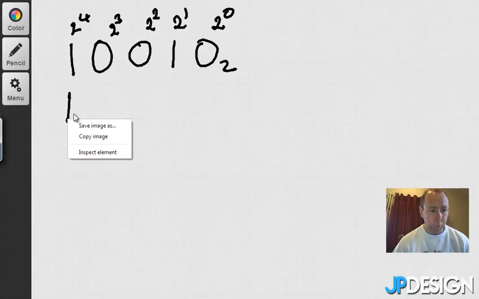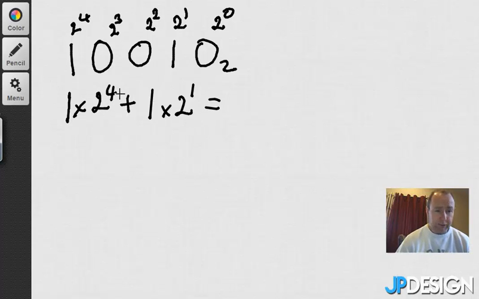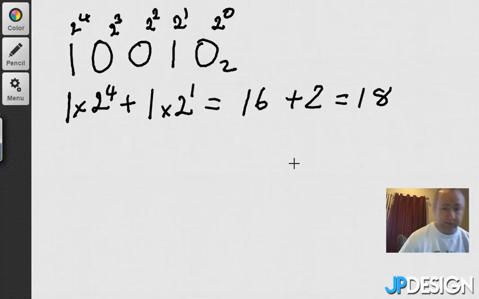So in this case, it'll be 1 multiplied by 2 to the power of 4, which I'll just put in here, 2 to the power of 4, plus 1 multiplied by 2 to the power of 1. And we know 2 2s is 4, and 2 4s is 8, and 2 8s is 16, so that'd be 16. So it's equal to 16 plus, and we know 2 1s is just 2, so that equals 2, which is equal to 18. So that's its decimal format, and that's base 10, just to clarify things.